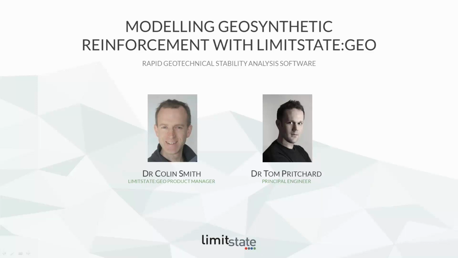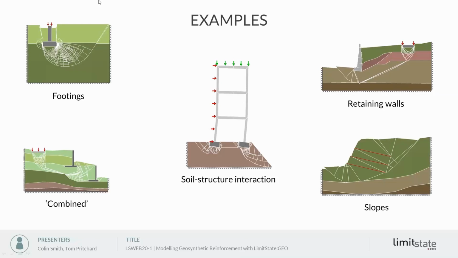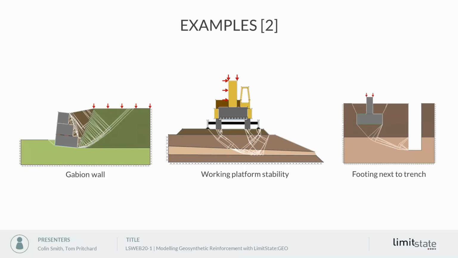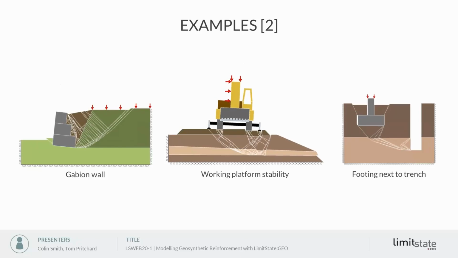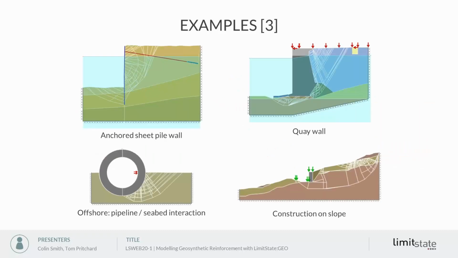Thank you, Tom. Okay, as usual with these webinars, I'll start off with a few slides just showing you the range of modelling capability of LimitState GEO. It's a very general purpose ultimate limit state software product able to determine the collapse state for any problem geometry, and it can model slopes, retaining walls, structural elements and soil reinforcement as shown in some of these examples.